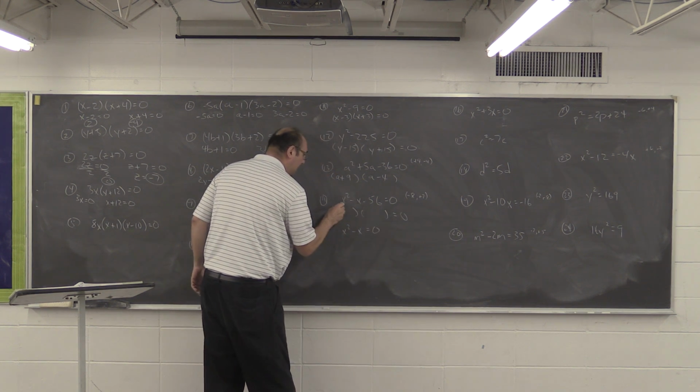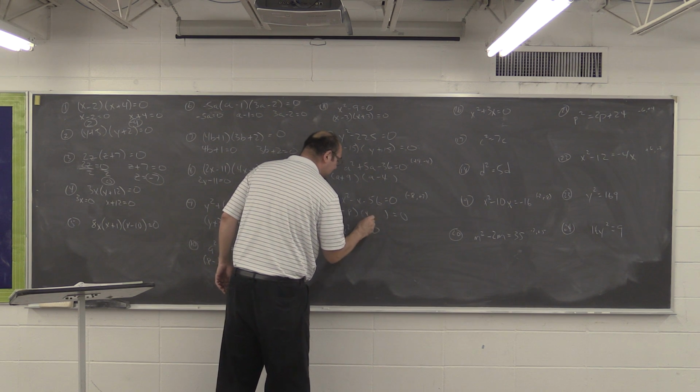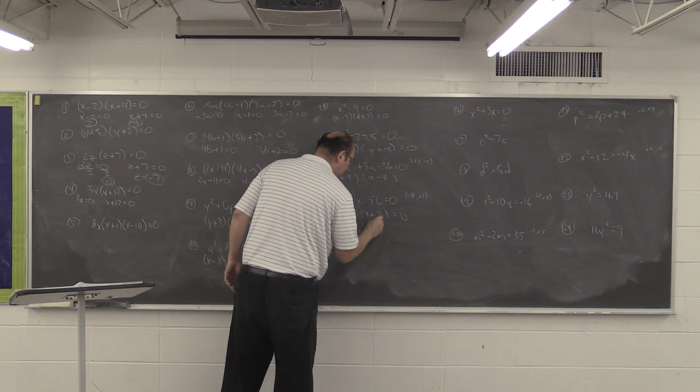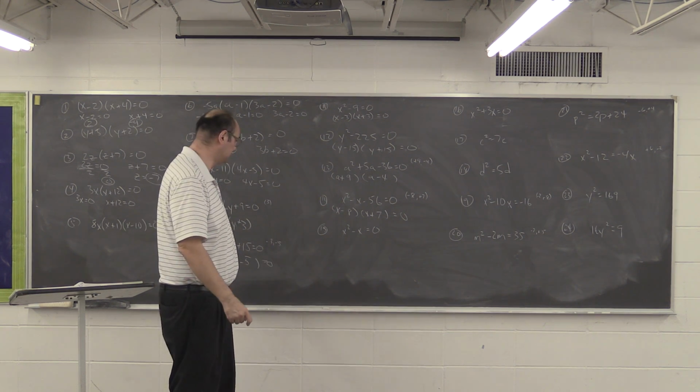Equal 0, x. Two things multiplied together equal a negative 56, but when added together equal a negative 1. X minus 8, x plus 7.